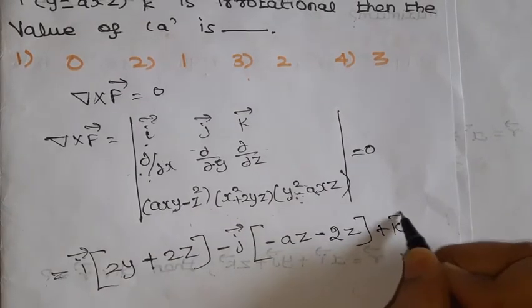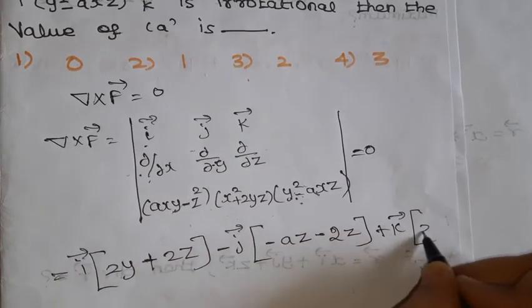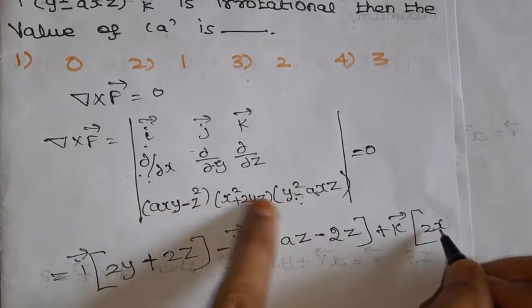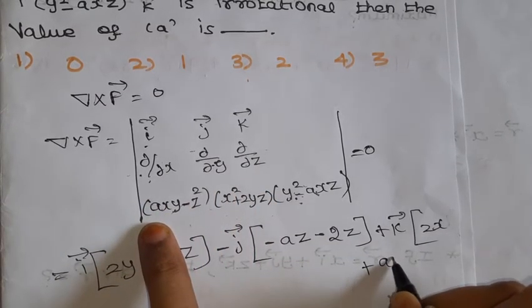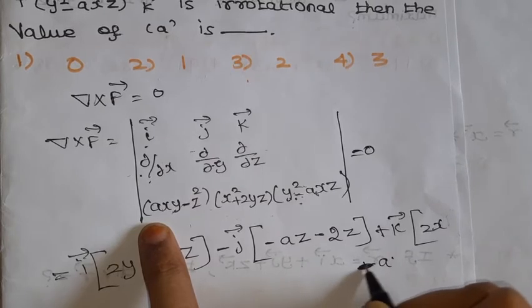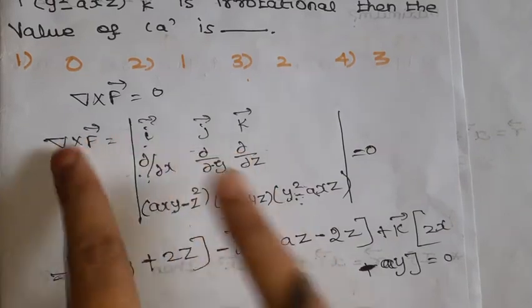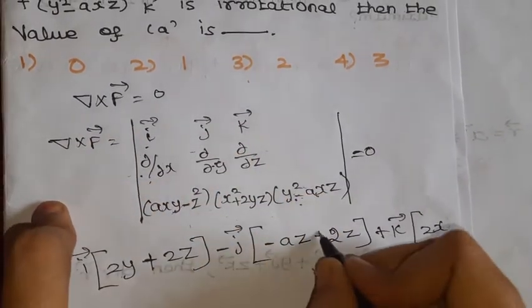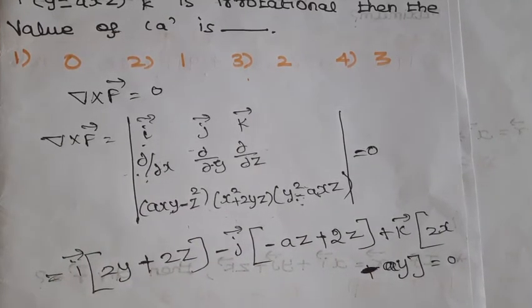Plus k into this one, dou by dou x of this gives 2x. Then these will get cancelled: 2y plus ay minus ay. I will just check the minus sign here. Minus az, minus sign, plus 2z, right? Then the k vector is 2x minus az.